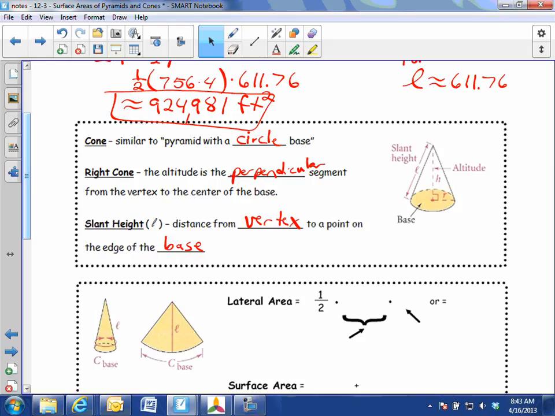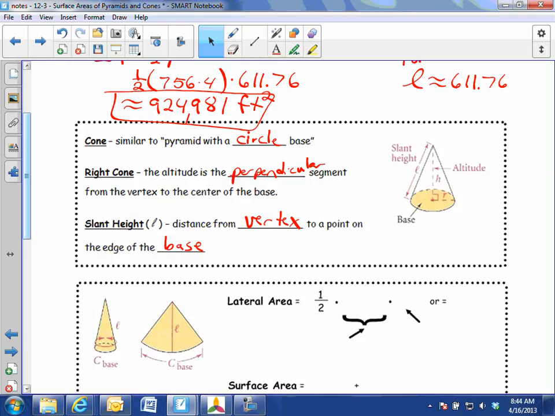So if you were going to look at the net of a cone, it looks something like this. Okay? So we've got the base is a circle in here. What does the lateral area kind of look like? Kind of looks like half a circle, or kind of like a fan, or kind of like a triangle, yeah?